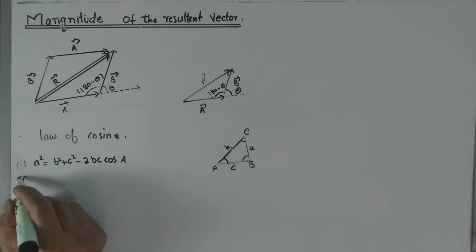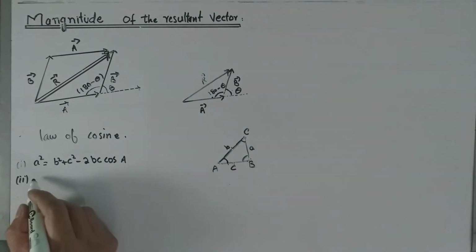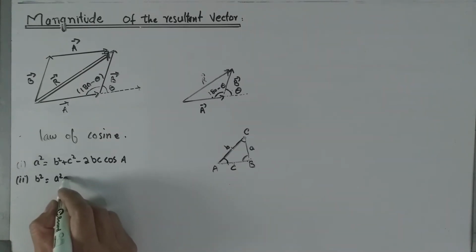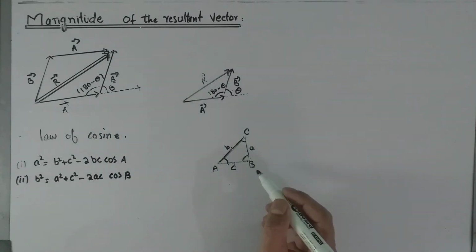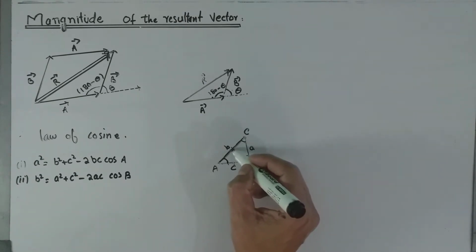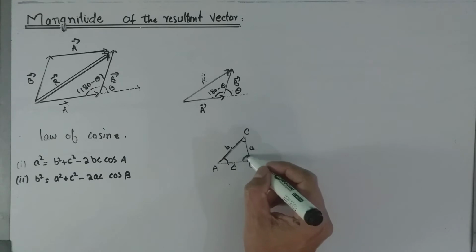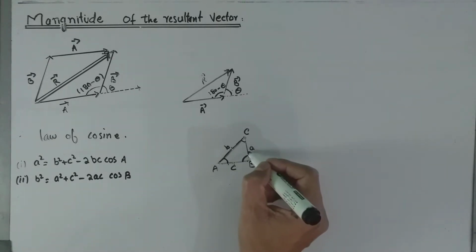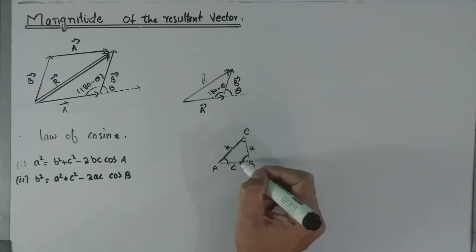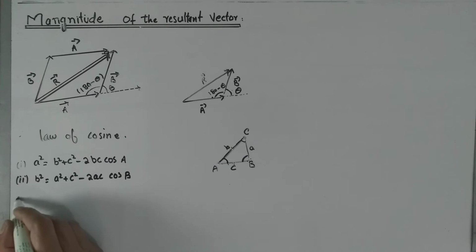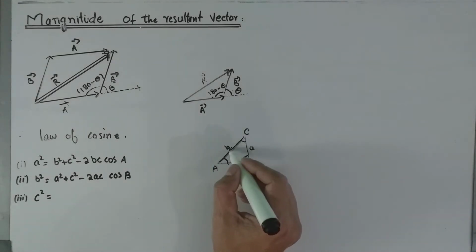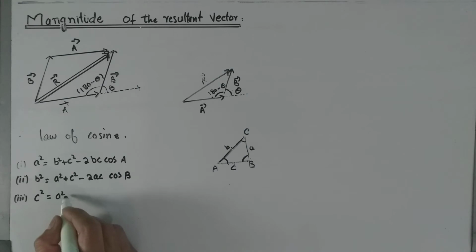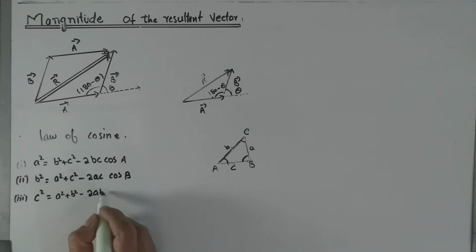And the second way we can write this, if we need side B: B square is equal to A square plus C square minus 2AC cos B. For B square, we need A, C and the angle B. And if we need side C, C square is equal to A square plus B square minus 2AB cos C. So this is the law of cosine.